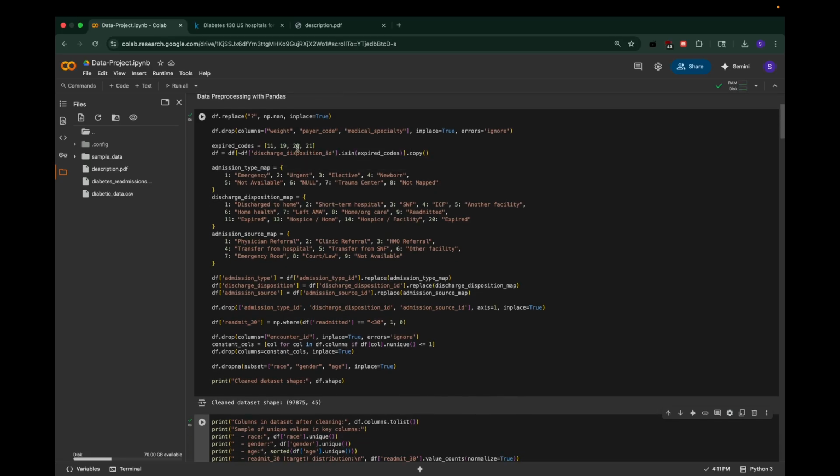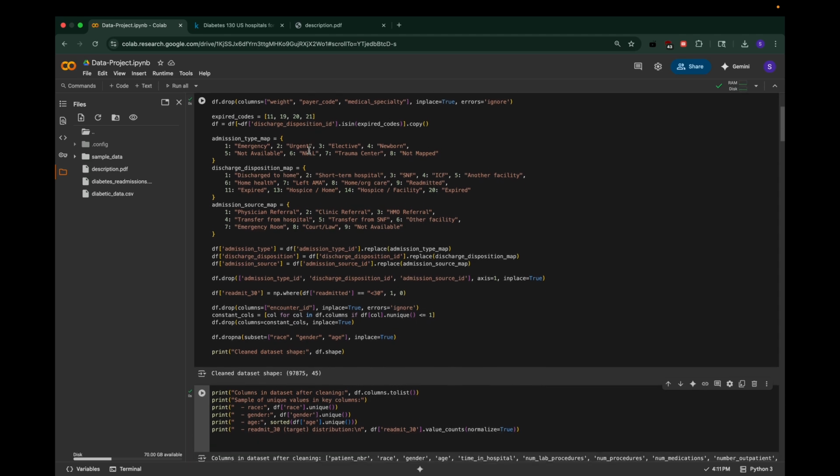Afterwards, I dropped the discharge codes with these IDs, mostly because these IDs are for patients who passed away. So I don't need them if I'm trying to figure out readmission rates for patients within 30 days, as these patients are already dead.